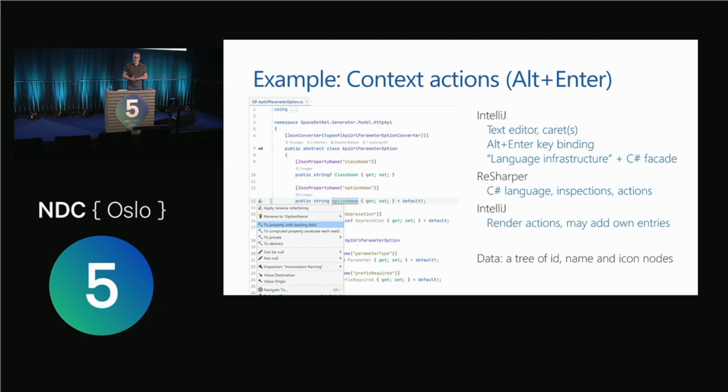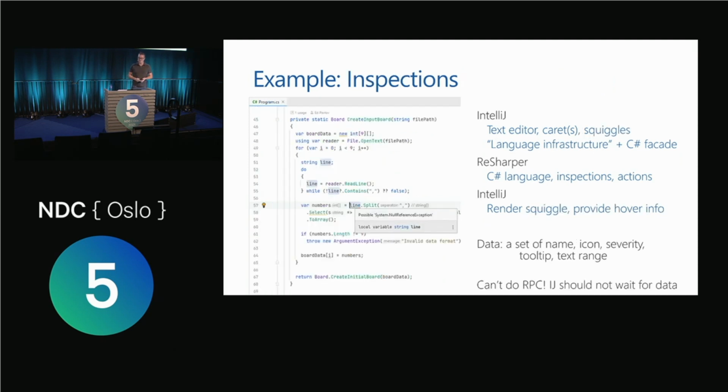You have a tree of items you want to show in that menu, maybe with a description, an ID, a name, icons, whatever you want to pass there. No logic is needed. If you just have an ID for this rename to option name, for example, you can pass that ID, and if you click it, we can pass that ID back to ReSharper and execute that action if you want.